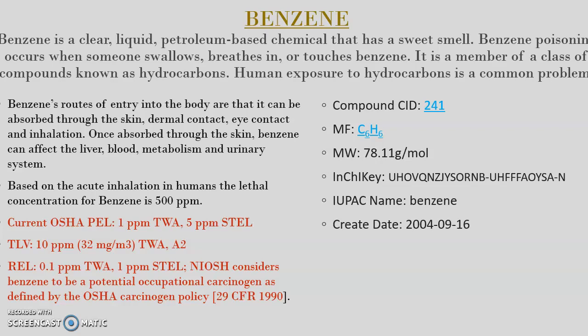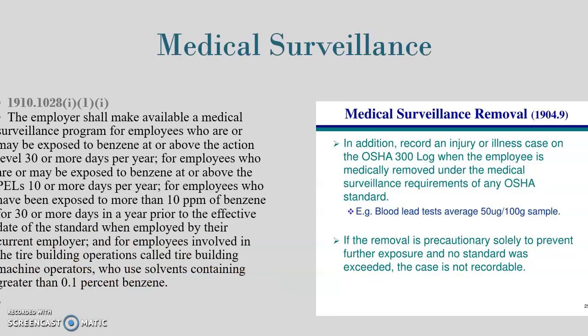Benzene's routes of entry into the body are that it can be absorbed through the skin, dermal contact, eye contact, or inhalation. Once absorbed through the skin, benzene can affect the liver, blood, metabolism, and urinary system. Based on acute inhalation in humans, the lethal concentration for benzene is 500 ppm. The current OSHA PEL is 1 ppm. The TLV is 10 ppm. And the REL is 0.1 ppm.